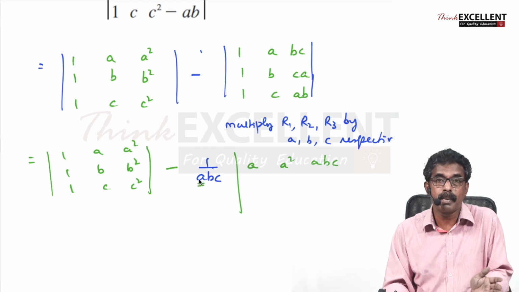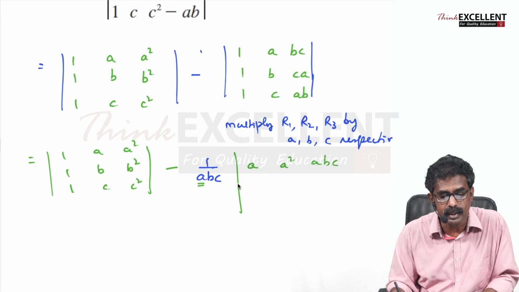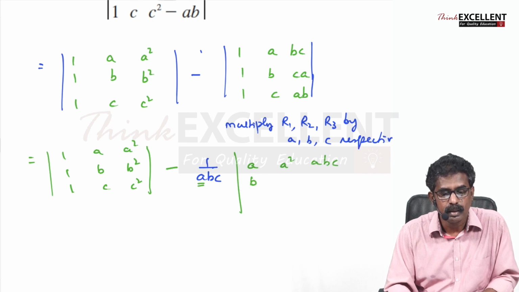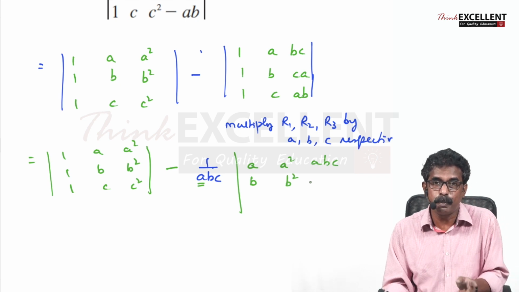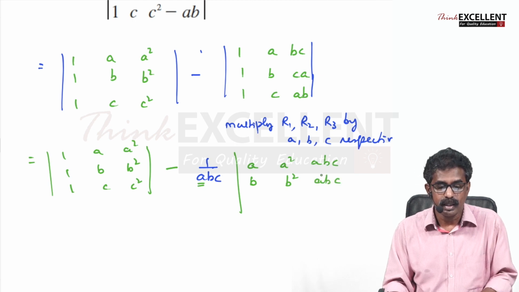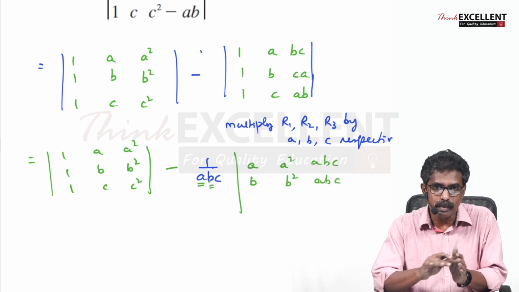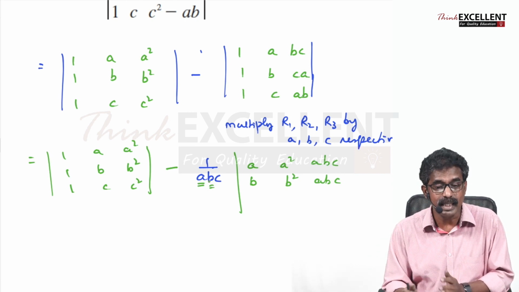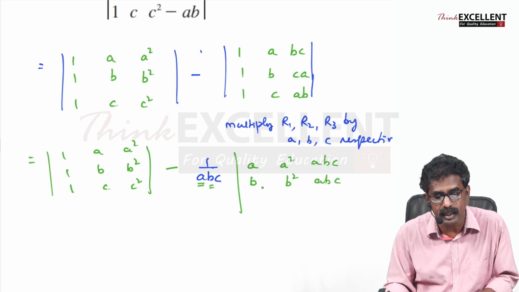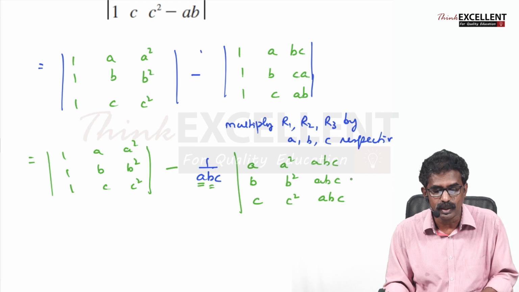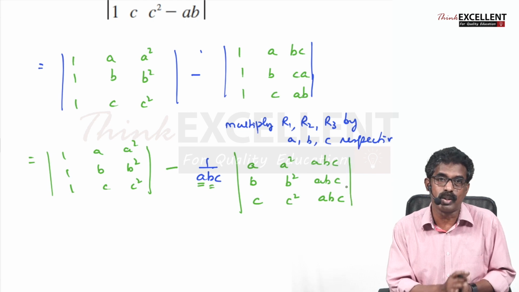Second row you multiply by B. So 1 into B, it is B. Then next will be B into B, it is B square. Then CA into B, CAB, or you can say ABC, right? So we divided also. You multiply by B and divide by B. Third row you multiply by C. 1 into C is C, C into C is C square, AB into C is ABC. So we multiplied and divided, so there is no change.